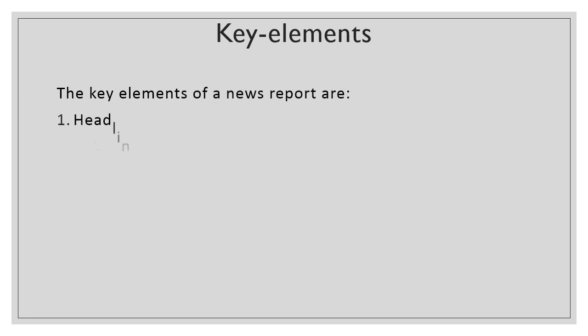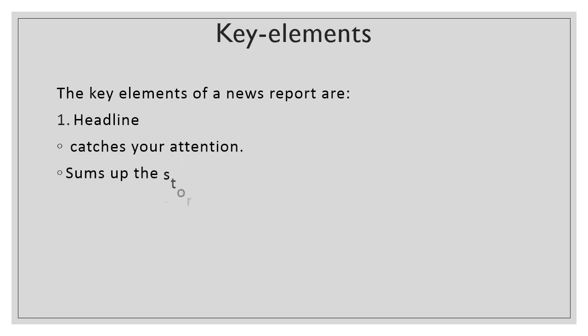Key elements. Key elements means the important elements that we need to keep in our mind while we are writing a report. The key elements of a news report are, first one, headline. As I told you, the headline should be catchy. Catches your attention, sums up the story. Okay, the headline should be such that once the reader is reading the headline, he can visualize what is there inside the report. Okay, next, byline.